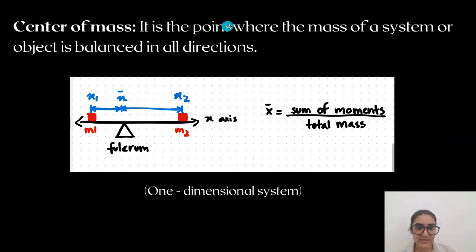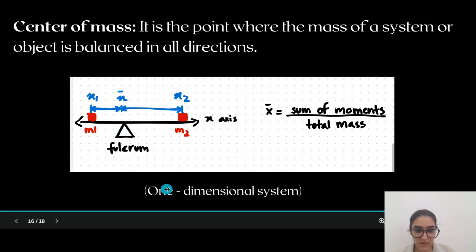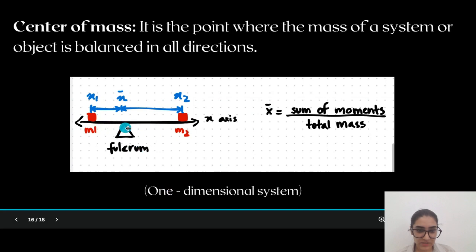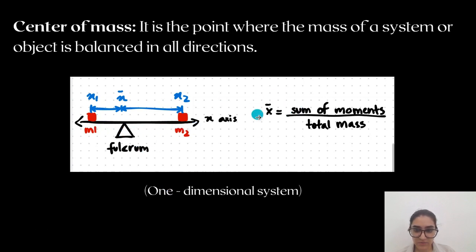Now, what is center of mass? It is the point where the mass of a system or object is balanced in all directions. Now, this x̄ is our center of mass, which means that the system, or this seesaw, is balanced at this point. This is a one-dimensional system. This implies that the x̄, or center of mass, is the sum of moments over total mass.